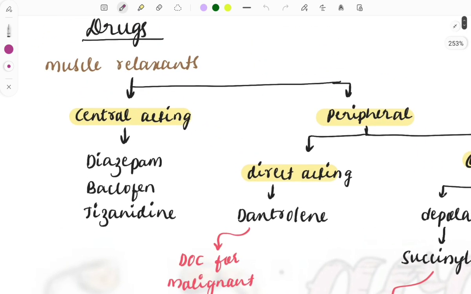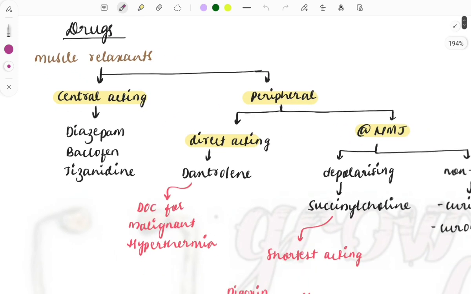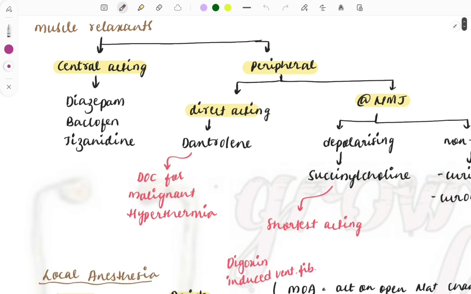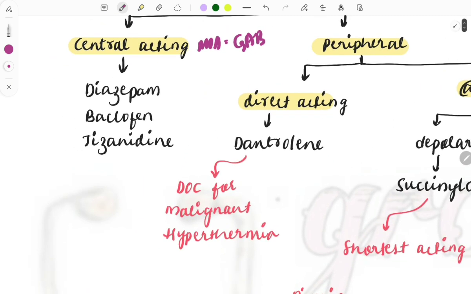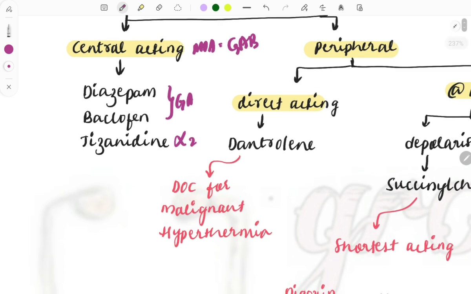The muscle relaxants are classified into two categories, centrally acting and peripherally acting. The centrally acting are diazepam, baclofen and tizanidine. For these centrally acting drugs, the mechanism of action is that they act mainly on the GABA receptor or the alpha receptor. These two, diazepam and baclofen, act on the GABA receptor, and tizanidine acts on the alpha 2 receptor.